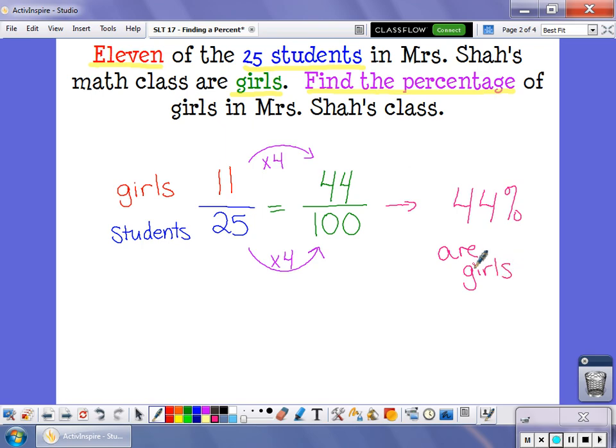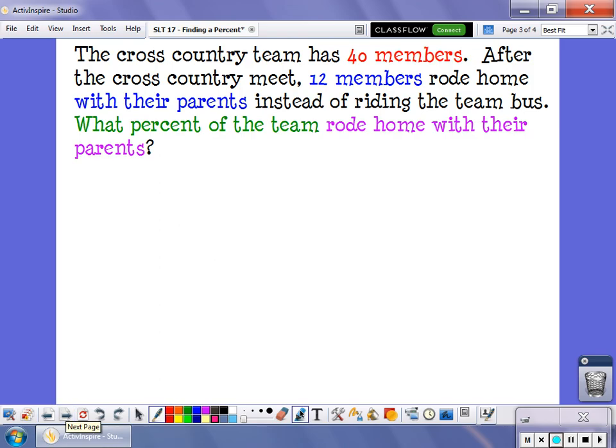Okay. Now, not every problem is going to be as straightforward as this. You're not always going to be able to go from one fraction directly to a fraction with a denominator of 100. The cross-country team has 40 members. After the cross-country meet, 12 members rode home with their parents instead of riding the team bus. What percent of the team rode home with their parents? So again, if I set up my original fraction, I know that I had 12 members ride home with their parents out of 40 total members.